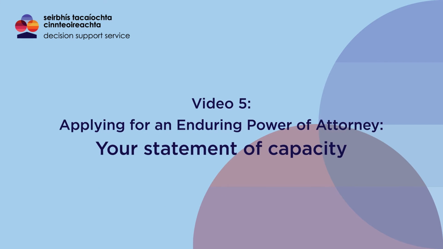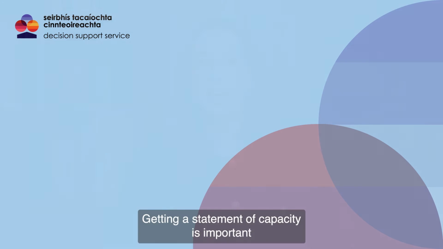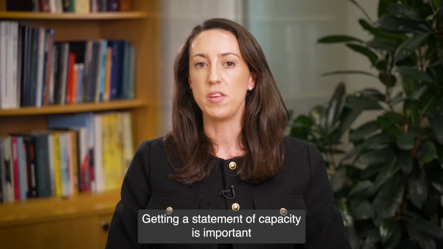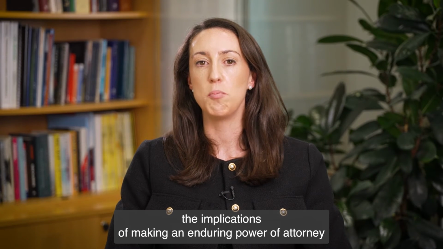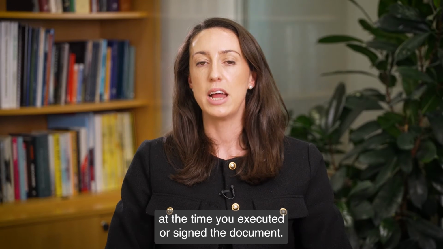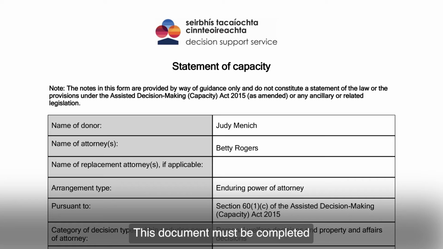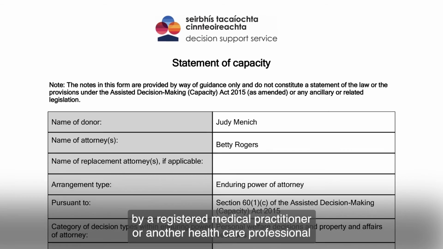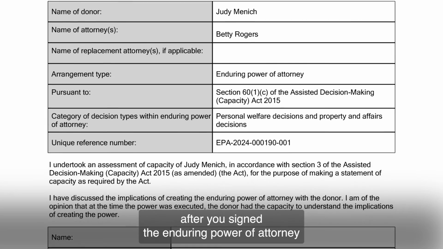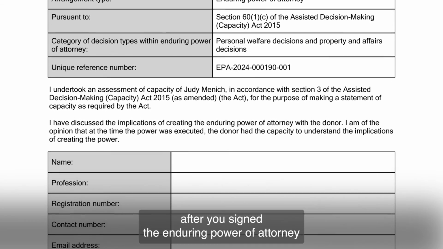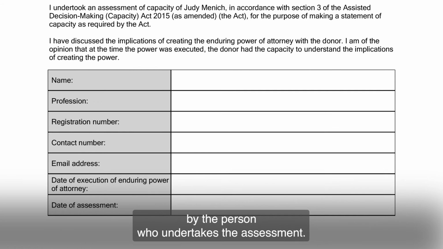Applying for an enduring power of attorney. Your statement of capacity. Getting a statement of capacity is important as it demonstrates that you had the capacity to understand the implications of making an enduring power of attorney at the time you executed or signed the document. This document must be completed by a registered medical practitioner or another healthcare professional after you signed the enduring power of attorney, as this date will need to be put into your statement of capacity by the person who undertakes the assessment.